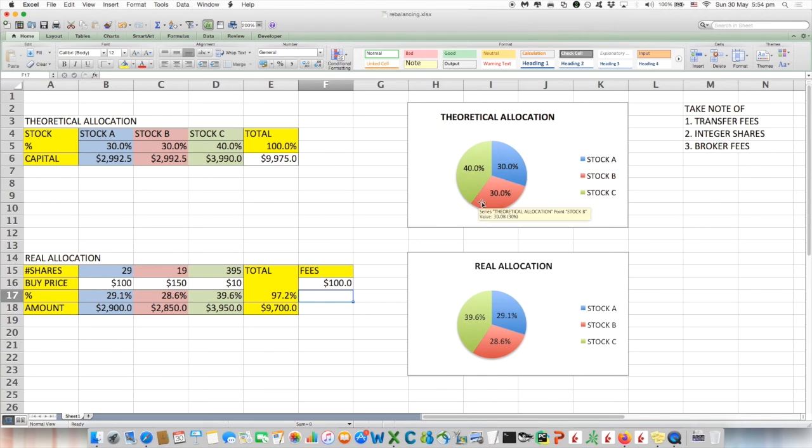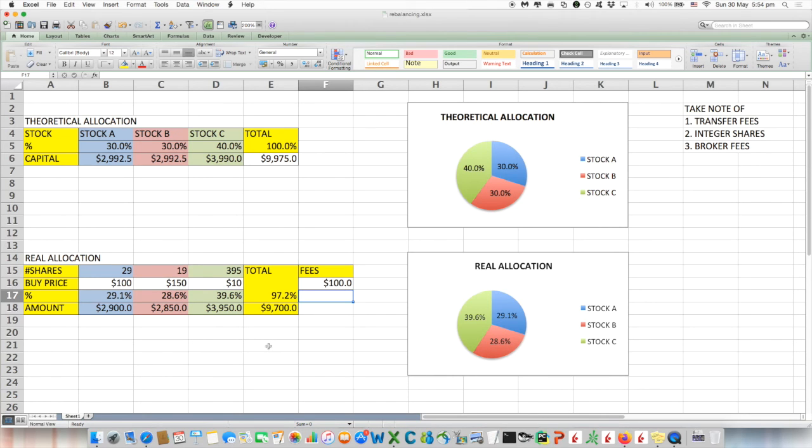Look at here, right? In theory, you put 30, 30, 40. In practice, you put 29.1, 28.6, and 39.6. So you end up having some cash in your account, but it's not a problem usually.